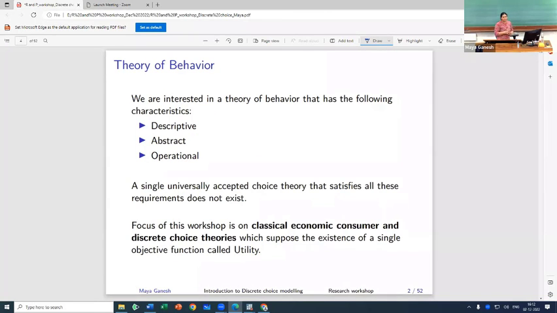But unfortunately, there is no one widely accepted or universally accepted theory that meets all of these criteria. Alternate theories exist which fundamentally differ in the degree to which they idealize the mental process that generates the observed behavior. So the focus of this workshop is on classical economic consumer and discrete choice theories, which assume the existence of a single objective function called utility. We will talk about it more in the course of the next 2 hours. Loosely put, in layman's terms, I can say satisfaction. That's what is driving us to take these decisions.